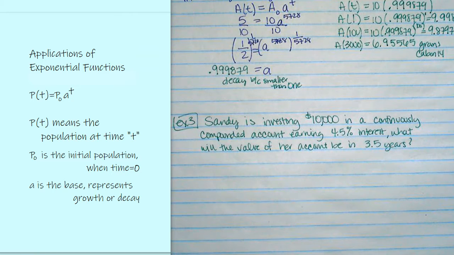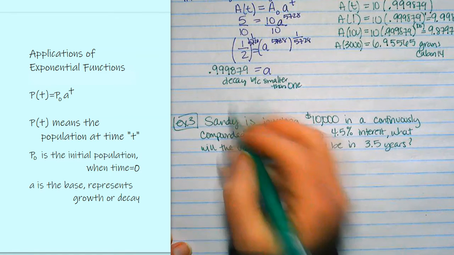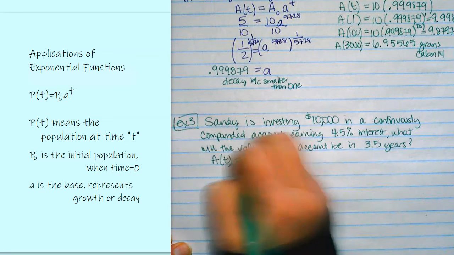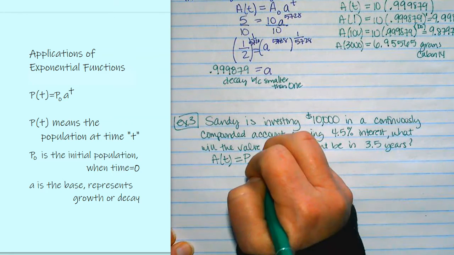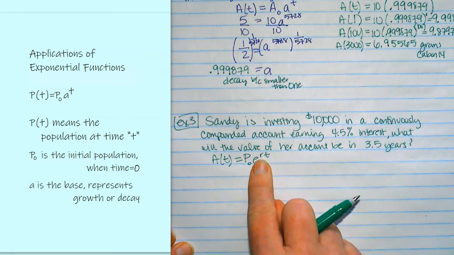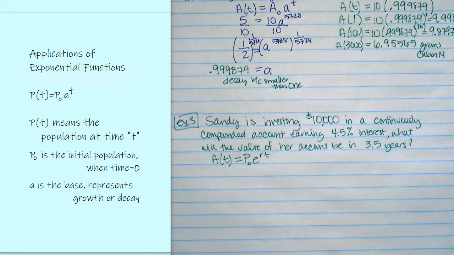All right, this third example is a little bit different because in this example, we're looking at the amount of money that someone has. We have an initial principal, and then we have this extra R here. So in this case, we have to consider the rate of return on investment and time. This has 2 variables, but the rate will stay the same for every year, so it's not really a variable in the same sense. So here's our situation. Sandy is investing $10,000 in a continuously compounded account earning 4.5% interest. What will be the value of her account in 3.5 years?